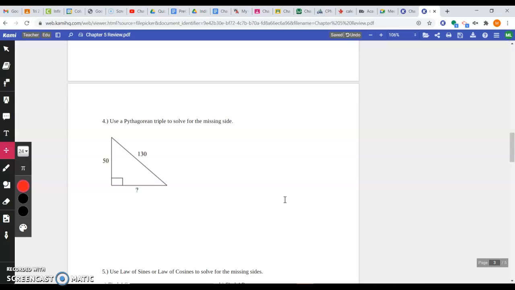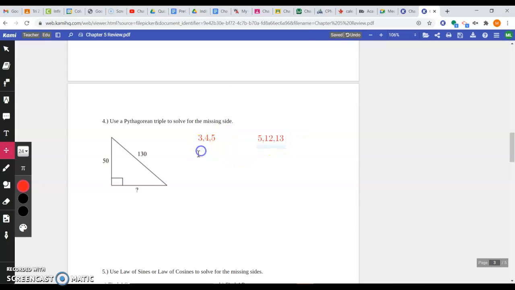We have the Pythagorean triples. The two Pythagorean triples we know from class are 3, 4, and 5, which means the leg is 3, the other leg is 4, and the hypotenuse would be 5. And the other Pythagorean triple was 5, 12, 13, meaning one of the legs was 5, the other leg was 12, and then the hypotenuse was 13.